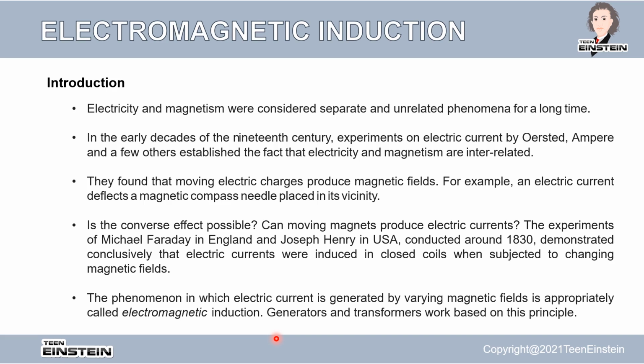Generators and transformers work based on this principle. We know what generators are: electricity generators, like a cycle dynamo, or, in a bigger picture, where you produce mass electricity, such as in hydroelectric power plants where the water coming down a dam is used to produce electricity. In these instruments and generators, electromagnetic induction is used. Also, transformers are used to step up or step down the voltage, and transformers are very important in everyday applications.